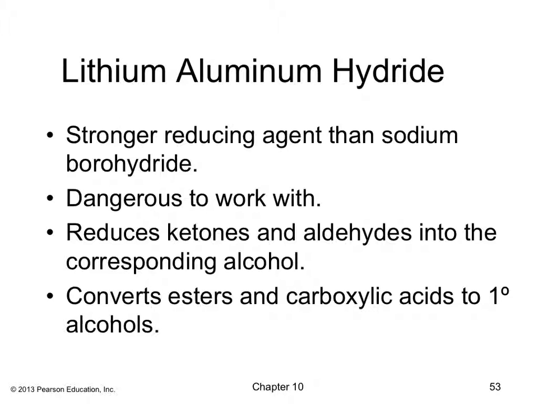Lithium aluminum hydride is a much stronger reducing agent than the previous case, sodium borohydride. It's extremely dangerous to work with. It reduces ketones and aldehydes into the corresponding alcohol, and converts esters and carboxylic acids into the primary alcohol. So this is the key difference. In the previous case, sodium borohydride wasn't able to reduce esters or carboxylic acids. However, because lithium aluminum hydride is a stronger reducing agent, you can take esters and carboxylic acids to the primary alcohol.